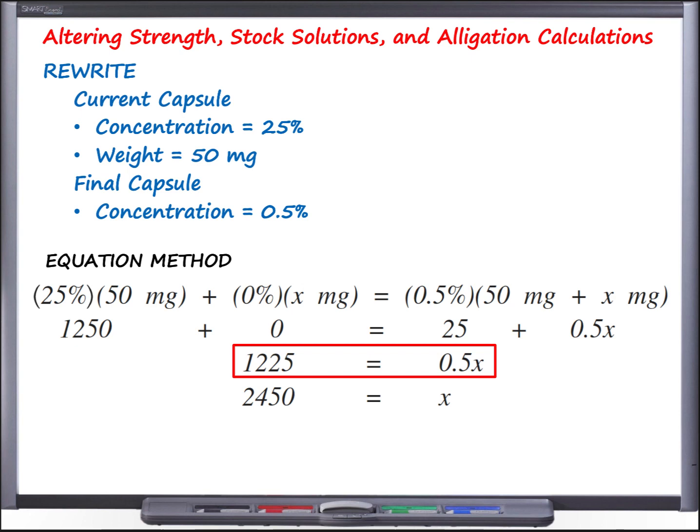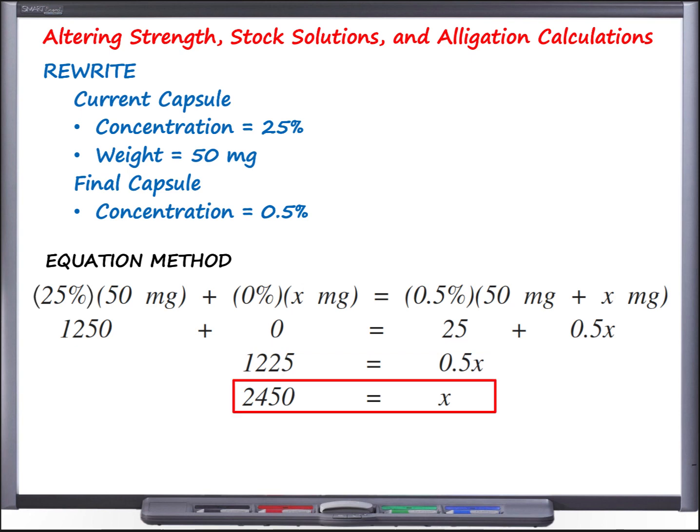Lastly, let's divide both sides by 0.5. So our final answer would be, again, the 1225 divided by 0.5 would be 2450, 2,450. But let's go back up to our first line and remember, what did X represent? What our answer means is that we have 2,450 milligrams of diluent.